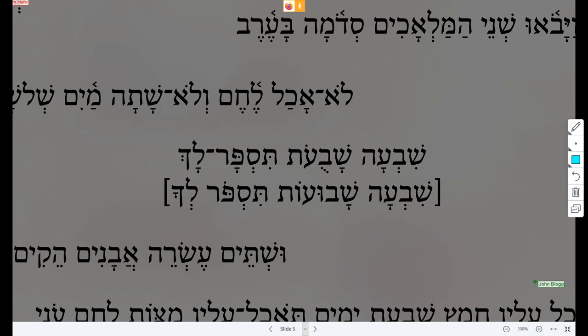Okay, Shiva, Shavuot, Sefer. This Makaf makes it a closed syllable that's unaccented. That unaccented closed syllable has a short vowel, it's actually O. Tispol. So, Shiva Shavuot Tispolach.